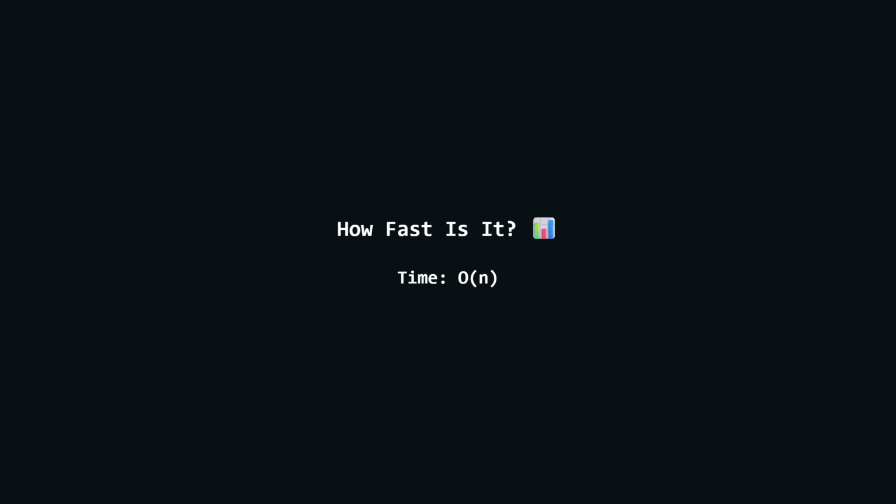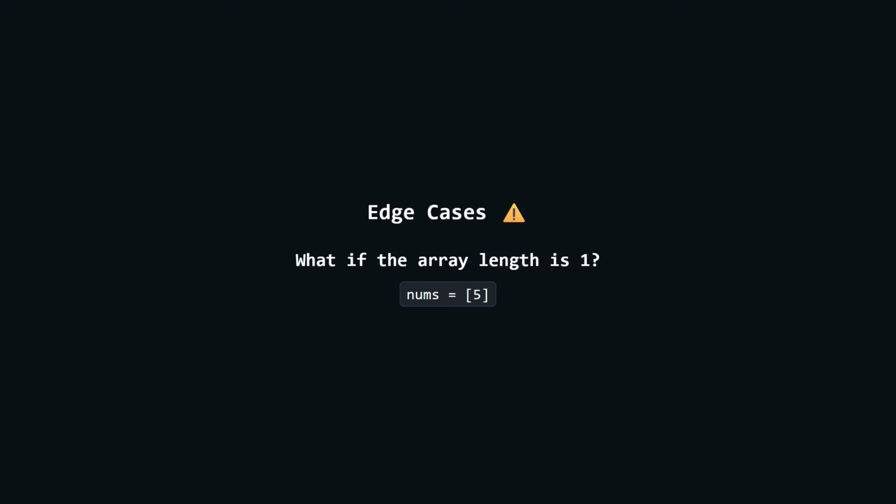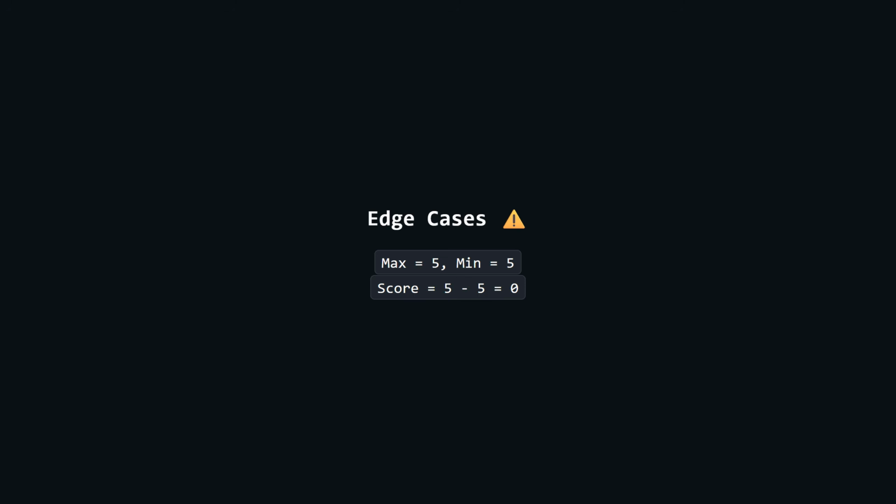For time complexity, it is order n, where n is the length of our list. This is because we only need to scan the list to find the biggest and smallest numbers. The space complexity is constant, or order 1. We only need to store a couple of numbers in memory, regardless of how huge the input list gets. What about edge cases? What if the list only has one single number inside it? In that case, the maximum and minimum are the exact same number, so their difference is 0, which is handled perfectly by our math, without crashing.